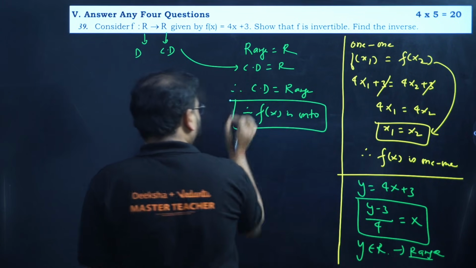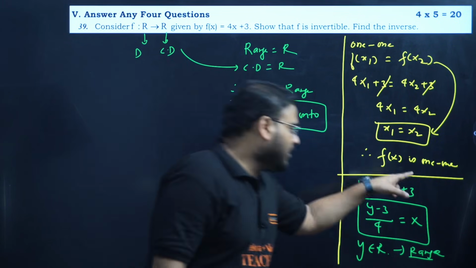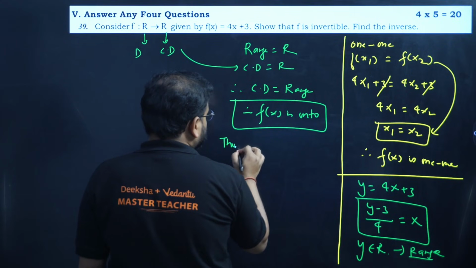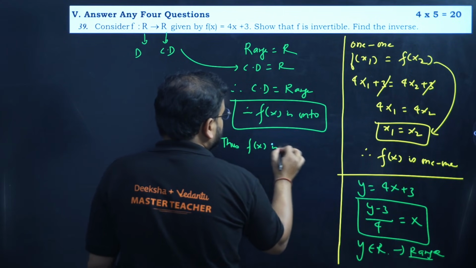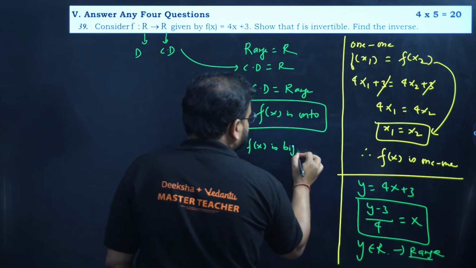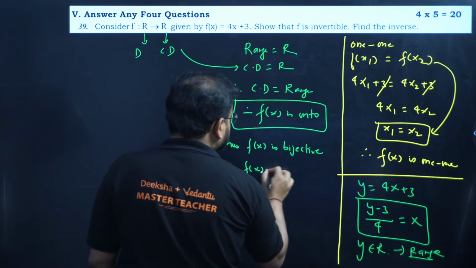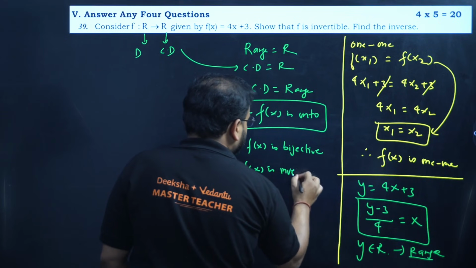If the function is one-one and onto, what does it mean? Thus f(x) is bijective, therefore f(x) is invertible.